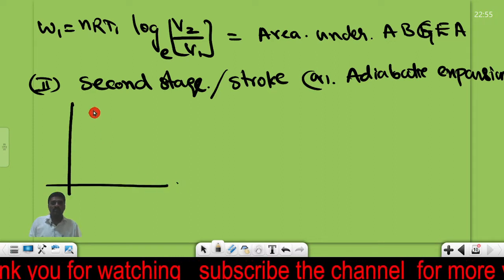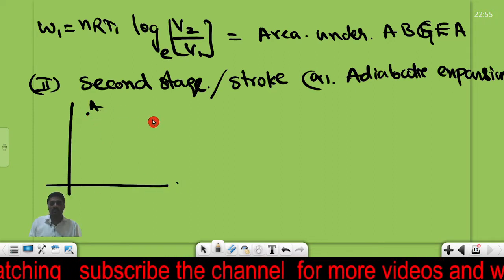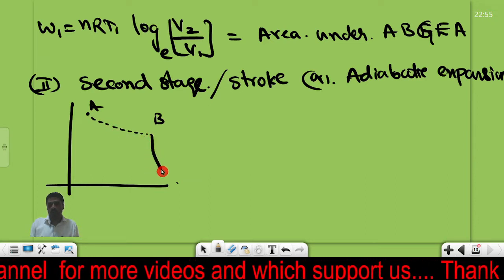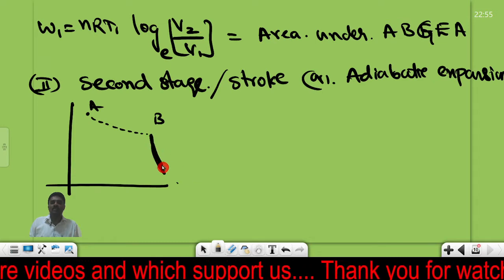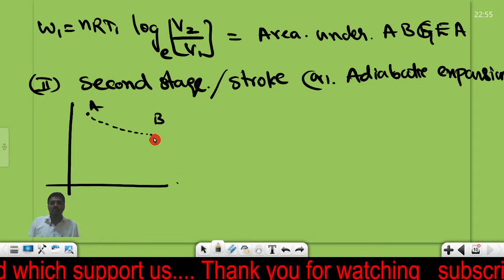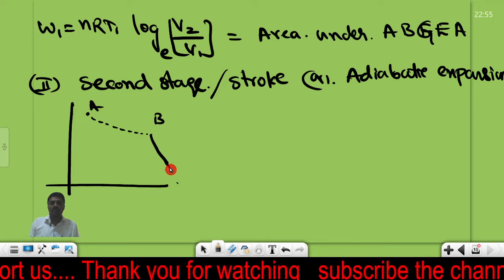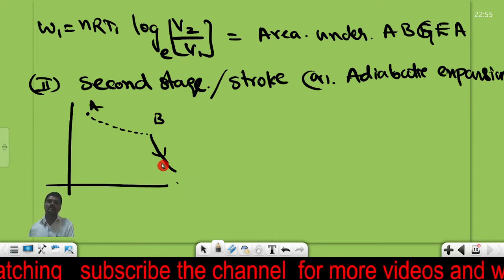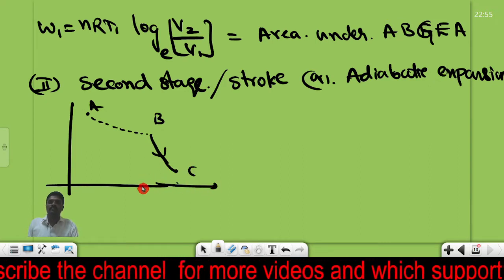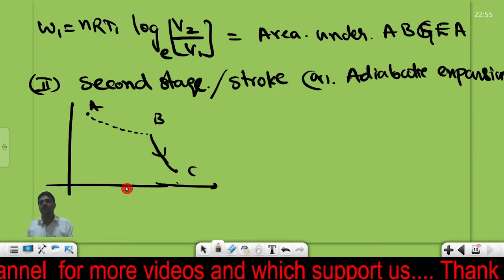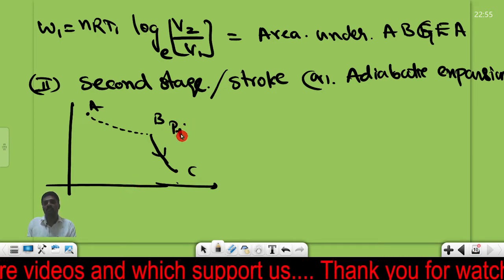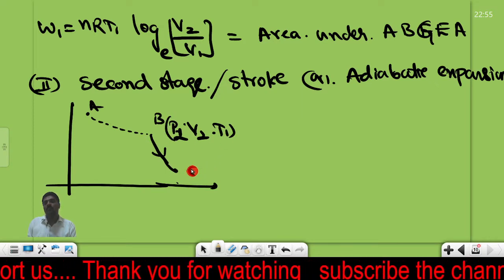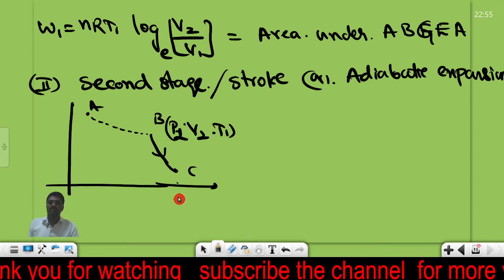In the previous graph, from A to B we expanded this gas as an isothermal expansion. Now we are moving to adiabatic expansion, like this. This is the adiabatic expansion of the gas, with a somewhat more curved nature. So this is from B to C. As the gas is moving from B to C, in the previous stage P2, V2, T1 is there. To move the gas by adiabatic expansion, what do we need to do?